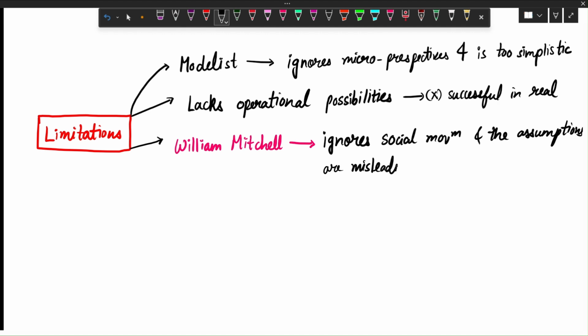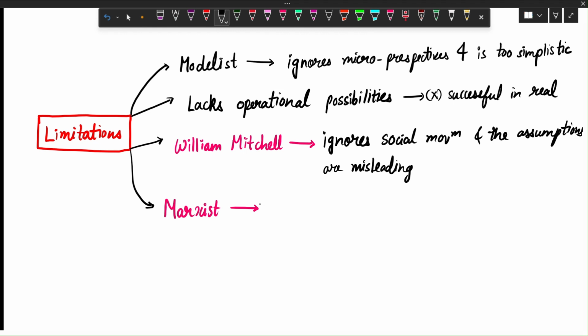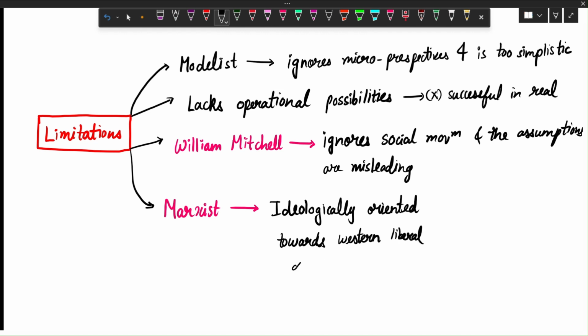Now a scholar named William Mitchell criticized the systems approach, saying that it ignores social movements and its assumptions are misleading. Basically, it does not incorporate micro perspectives, or you can say perspectives or demands of micro groups.